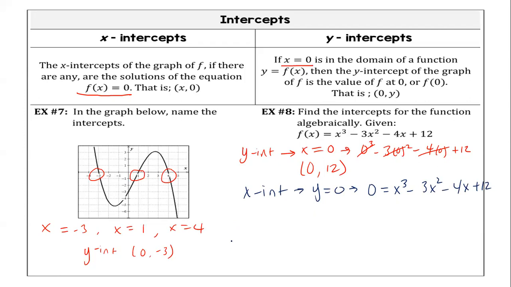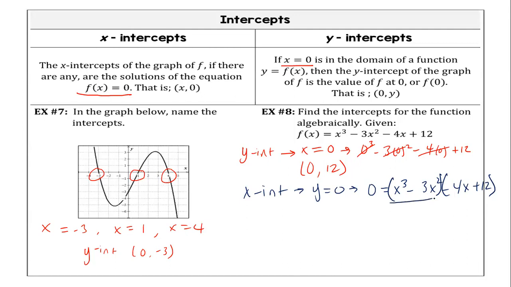And that is not as straightforward a solving situation. Does anyone remember how to solve this? You can't get the x by itself. Oh, you have to do the thing. Grouping. Yeah, we have to group. We have to factor by grouping. So I would group them and factor in order to get our x's by themselves.